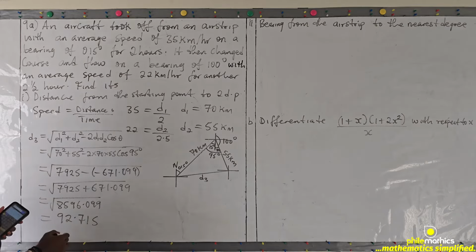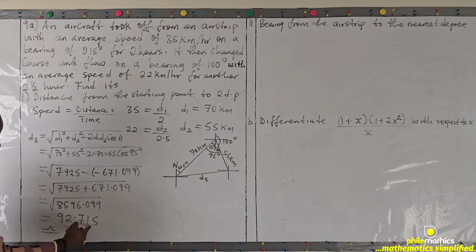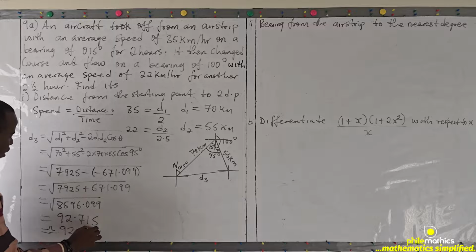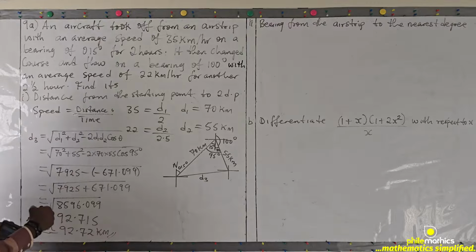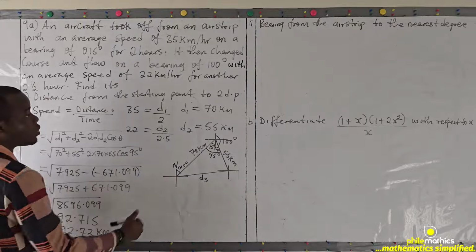92.715. And we are asked to approximate it to two decimal places. Two decimal places simply means after decimal point, two places. This is up to 5. We round it up. 92.72 kilometers. So this is the distance from the starting point.